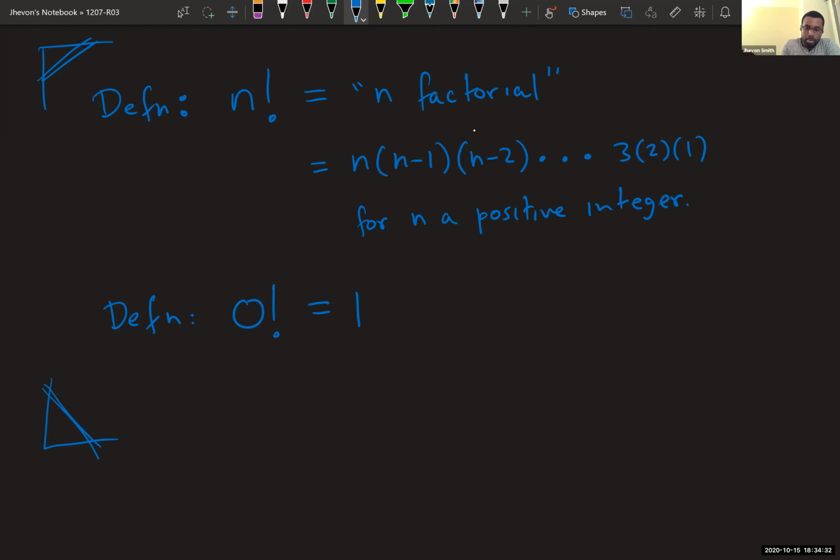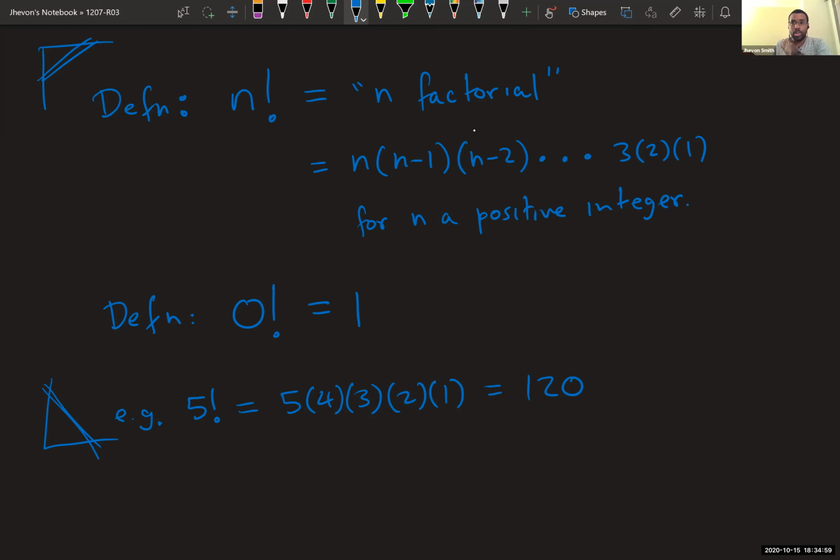So for example, if I said 5 exclamation, it's really 5 factorial. It's not just someone shouting 5 at you. And this is 5 times 4 times 3 times 2 times 1, which is 120. And that's the number of ways that you can arrange 5 things in order, by the way. Just an FYI, if it comes up in probability. You won't need to know that in this class.